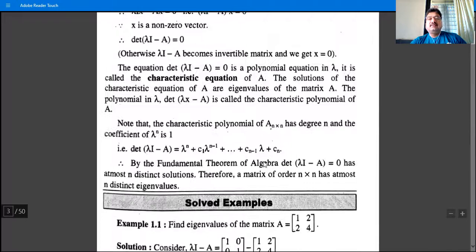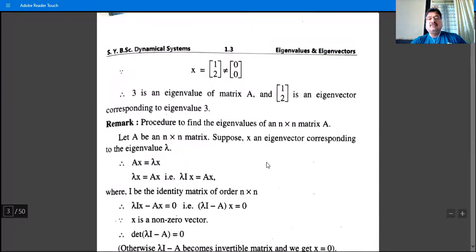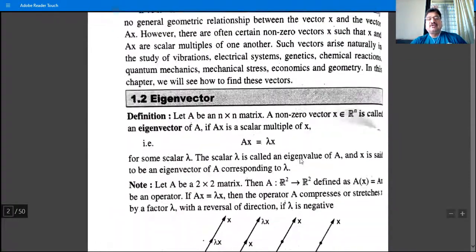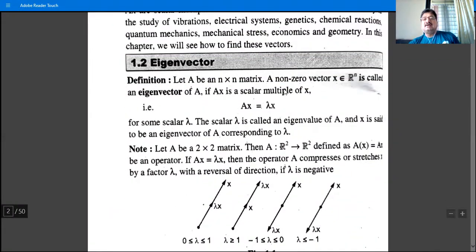What is the definition of eigenvalue? We have already seen it in the first lecture. If A is a square matrix and x belongs to R^n is a column vector, then Ax is equal to lambda x. If lambda and x satisfy this equation, Ax equals lambda x, then lambda is called an eigenvalue of A, and x is called the eigenvector of A corresponding to eigenvalue lambda.